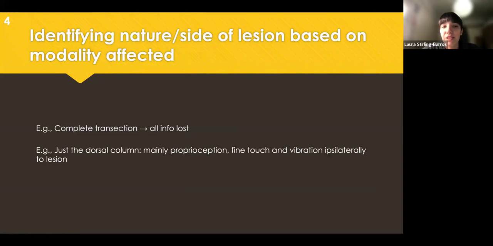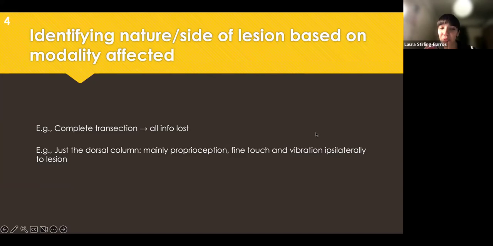Okay, yeah. So if you completely transect the spinal cord, then you lose all of the information, all of the different modalities we've been talking about, but also including the motor system. Whereas, for example, if you only had damage to the dorsal column, then mainly proprioception, fine touch, and vibration ipsilaterally to the lesion would be affected.